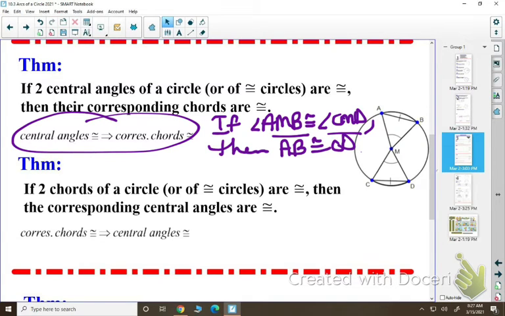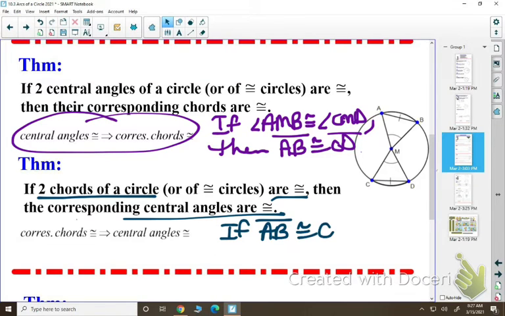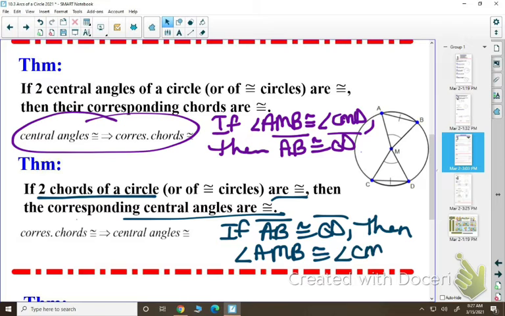The converse of that, again, is also true. So the converse would say if two chords of a circle are congruent, then the central angles have to be congruent. So we would say something like if segment AB is congruent to segment CD, then angle AMB would be congruent to angle CMD. So again, if two chords are congruent, then the central angles are congruent.